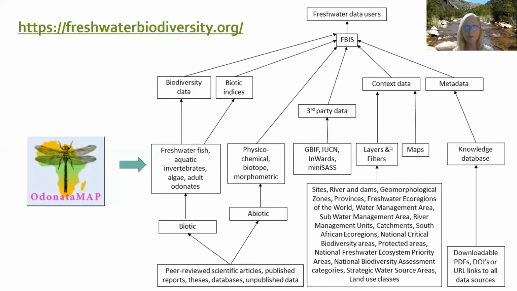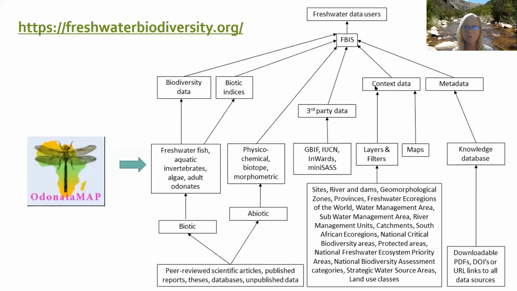All I really want to show you is that the biodiversity data is one very important component of a bigger system. At the moment, we've got fish, invertebrates, algae, and the adult odonate data. We also have associated physicochemical data, so pH, temperature, and what have you. We've got a whole host of third-party data that we link to, like the IUCN database for conservation status and MiniSAS. Those of you who know the citizen science tool MiniSAS, we link to that.